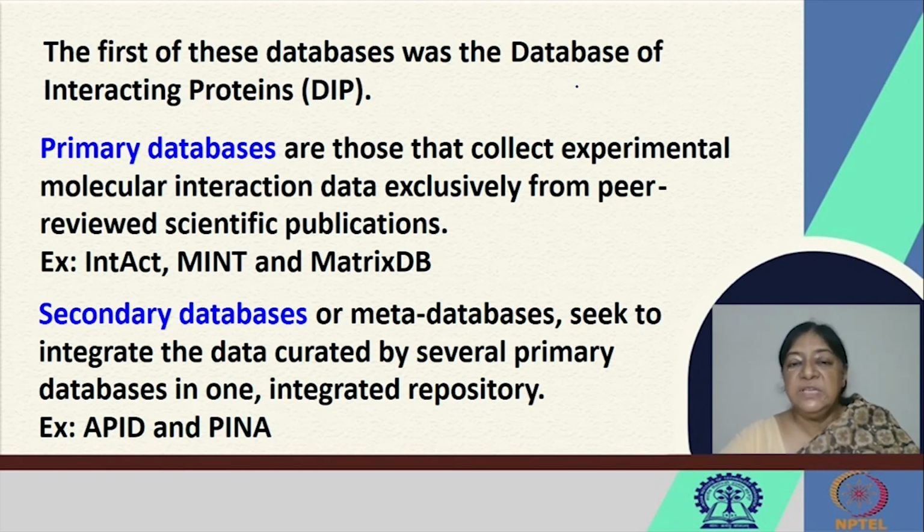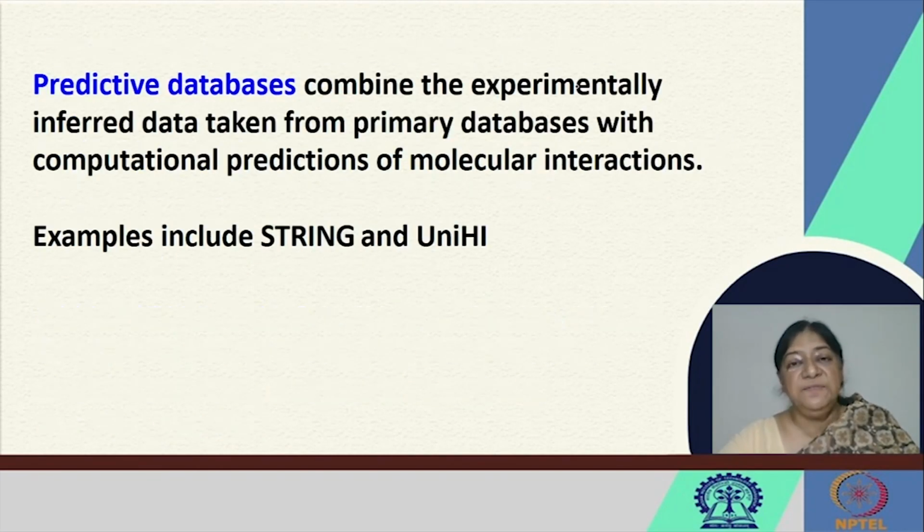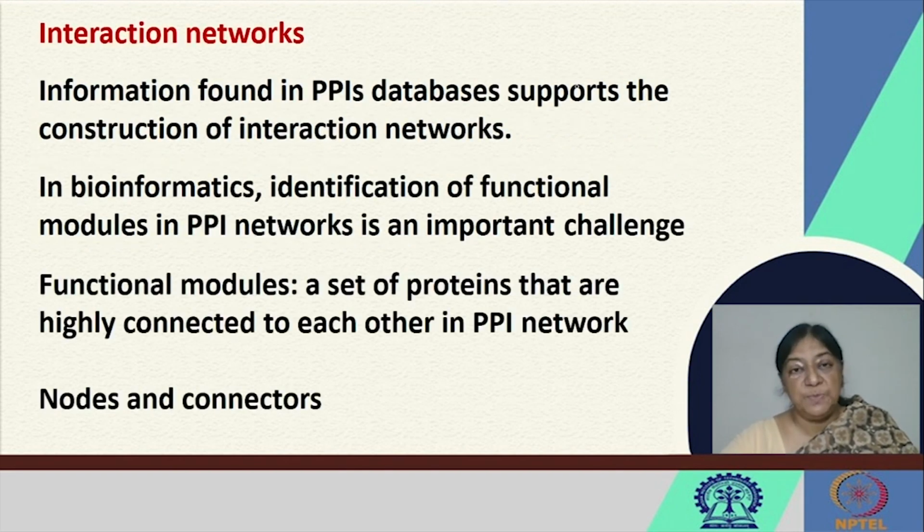The secondary database is a metadatabase that integrates the data that has been curated from the primary database into an integrated repository. Then we have the predictive database that combines the experimentally inferred data taken from the primary database with computational predictions of possible molecular interactions. Now, this is important in identification of specific networks and seeing whether we have interactions between proteins, between networks, that were not known or cannot be determined experimentally.